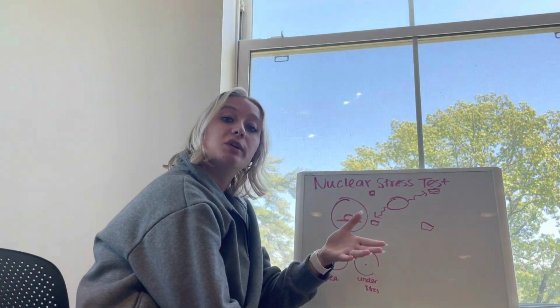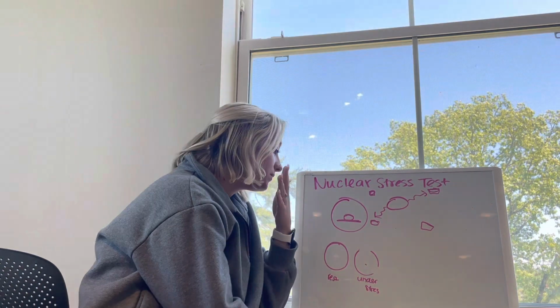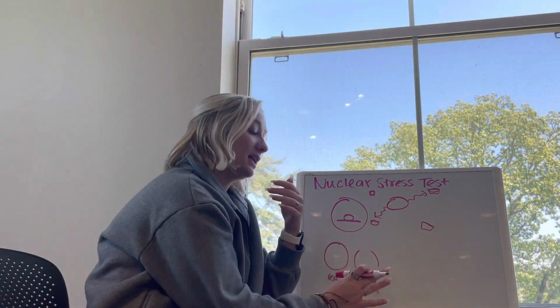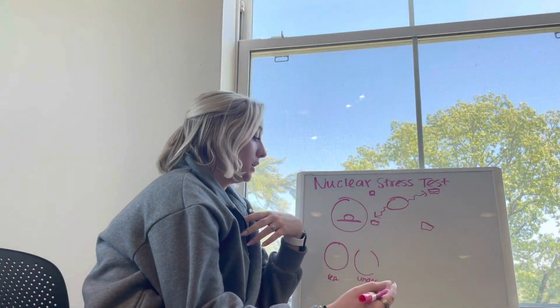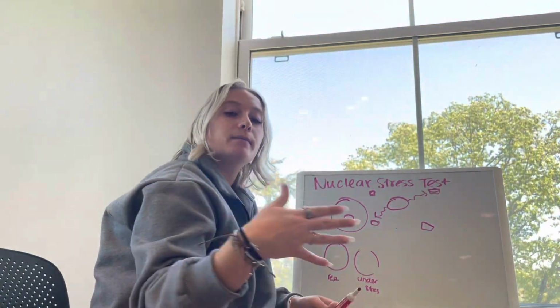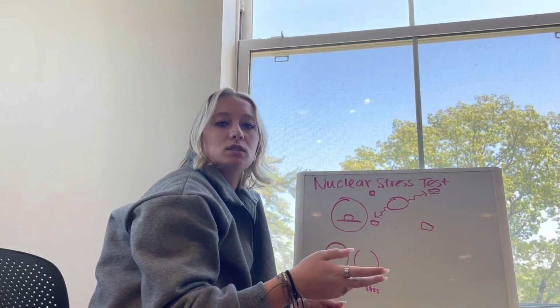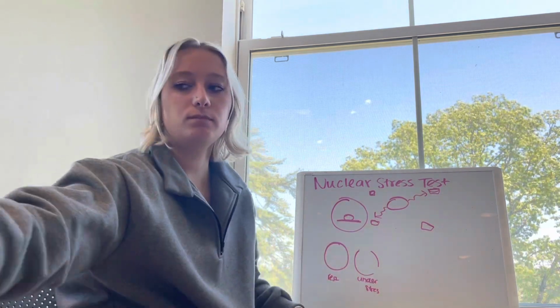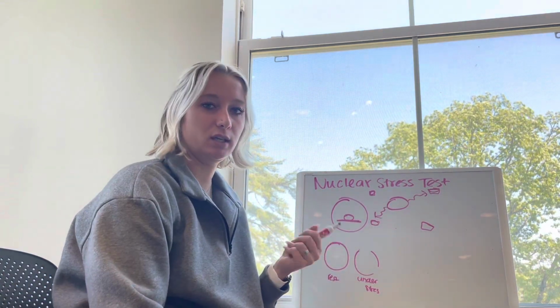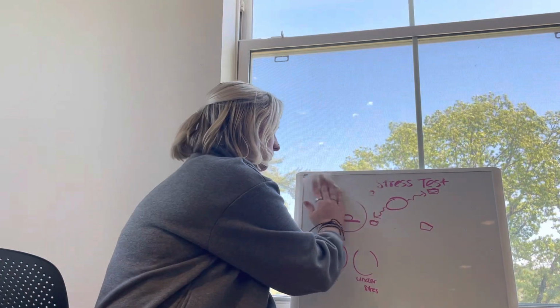So let's say you have a person who can't exercise. They can't do the treadmill test. There are drugs you can inject someone with to increase their heart rate, and that will basically replicate if someone were to go under stress. So here's your nuclear stress test with your PET scan in it as well.